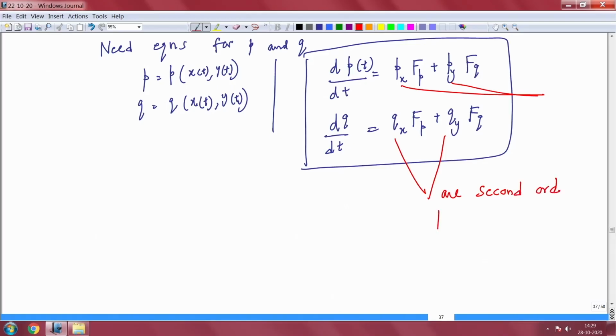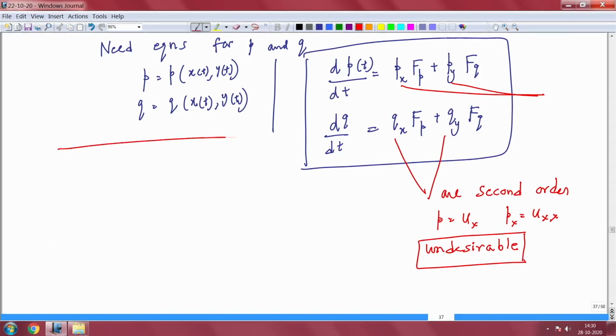For example, because p is equal to ux, px means uxx, which is undesirable. You do not want that second order, because you are dealing with a first order equation and you do not want second order derivatives coming into the picture. Somehow you have to eliminate px and qy, which you can do. I will not give you the details, you can work them out.